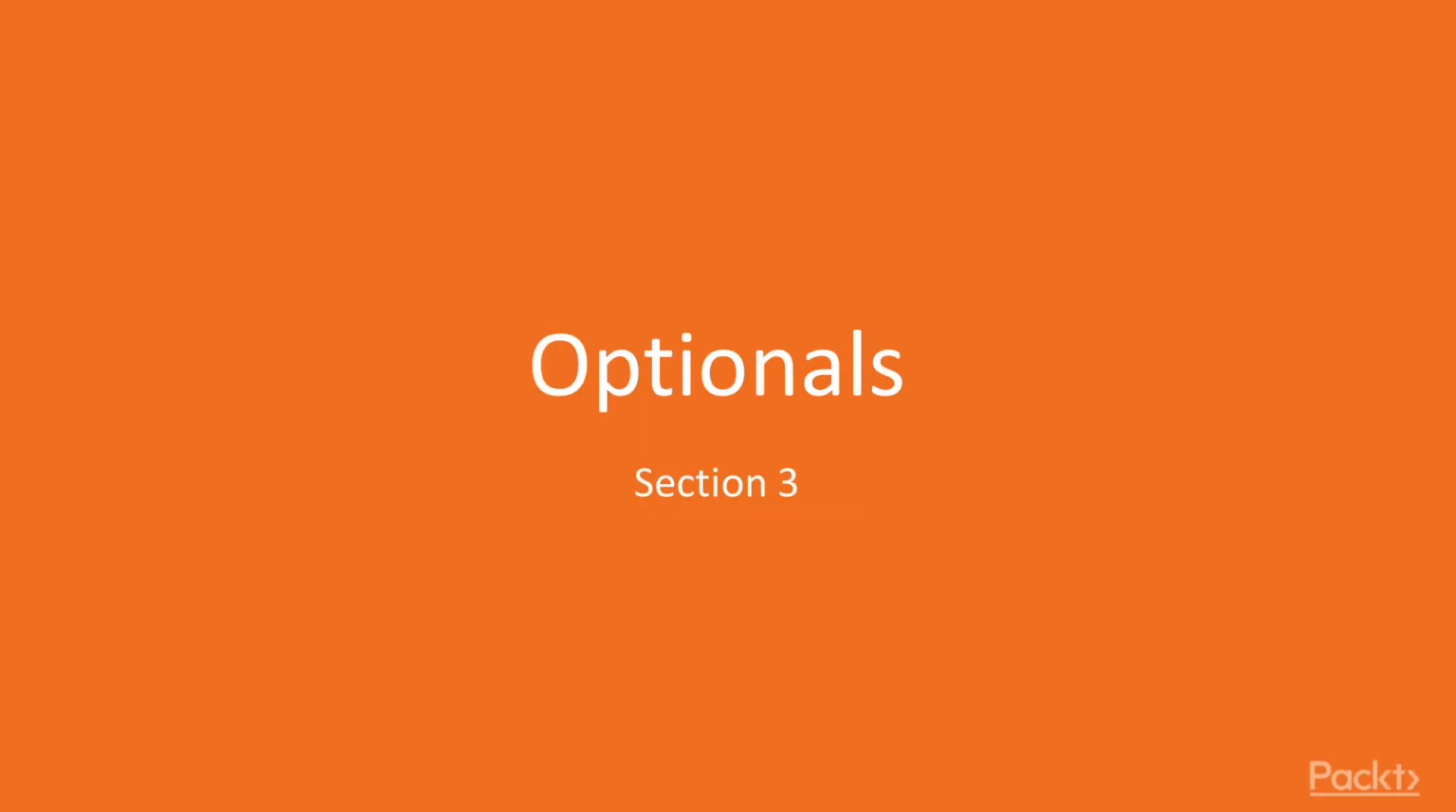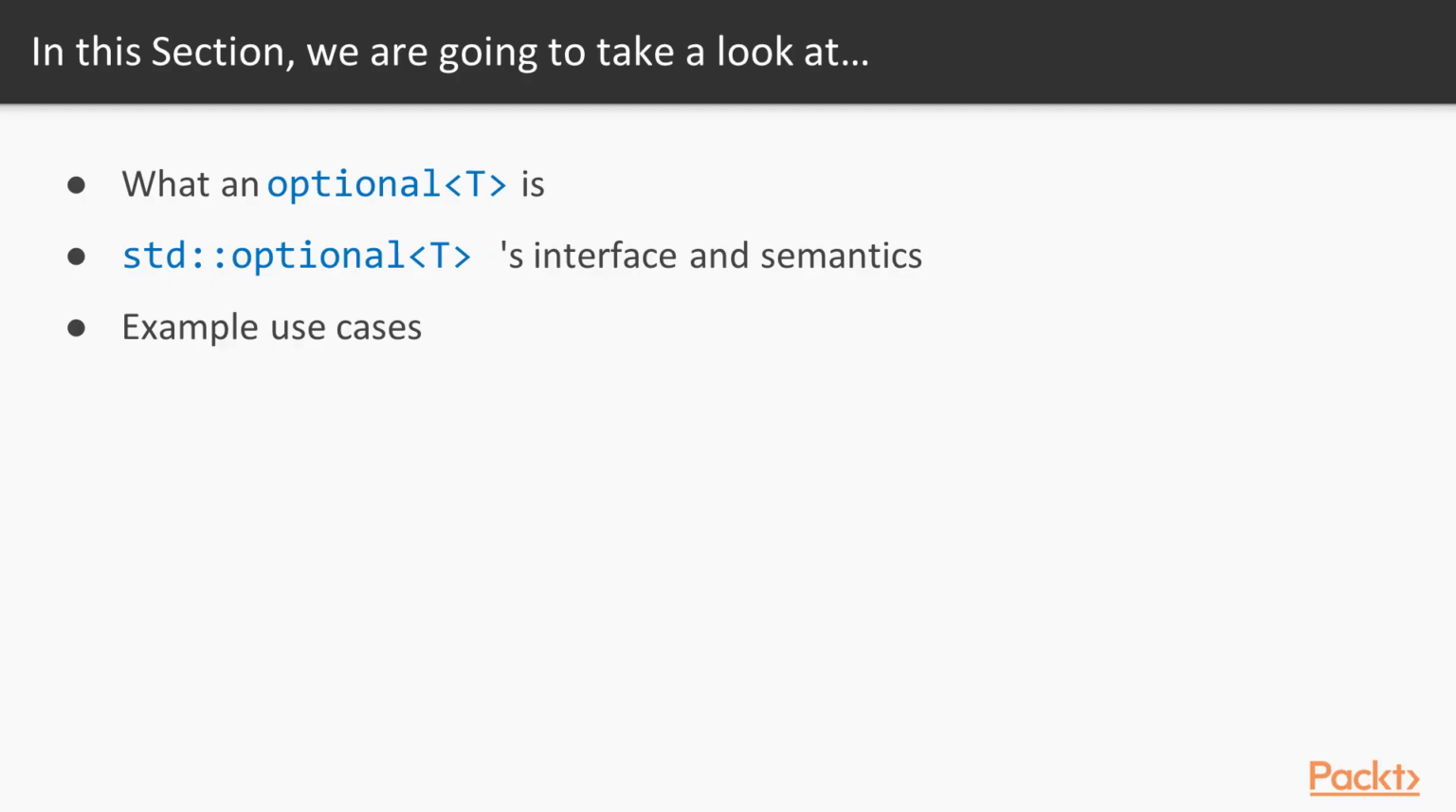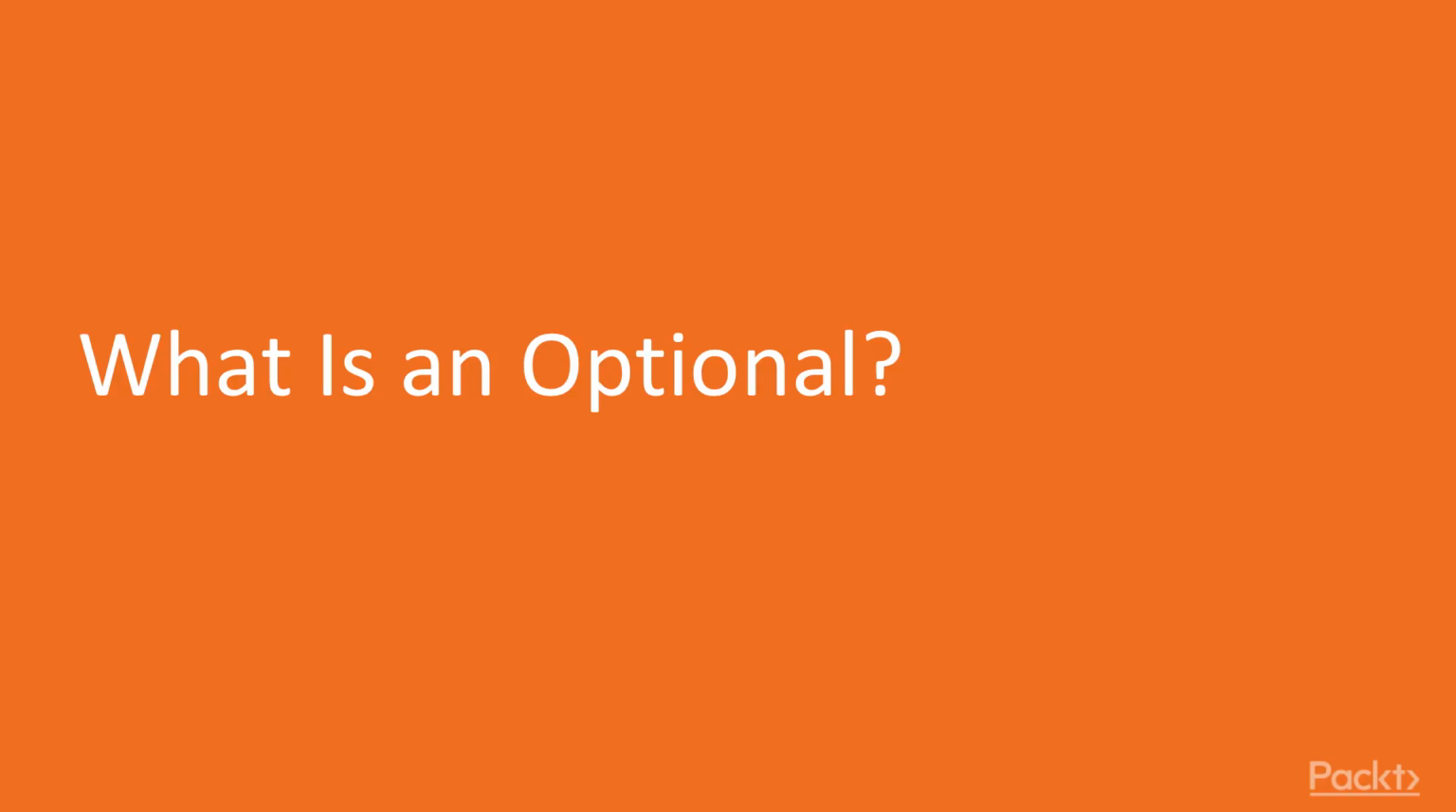Welcome to section 3, Optionals. In this section, we're going to take a look at what an optional T is, std::optional T's interface and semantics, and example use cases for optionals. Let's begin with video: what is an optional?